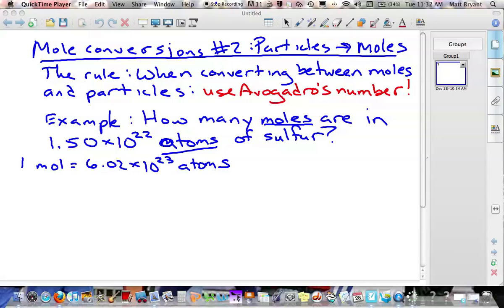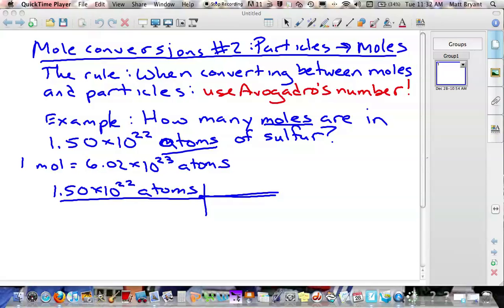Now, we've written down our conversion factor. We know that at some point we're going to need to use that to convert between units. So here's where we go. We start out, obviously, with the information that we know. So 1.50 times 10 to the 22nd atoms. Then we're going to make a grid, just like before.